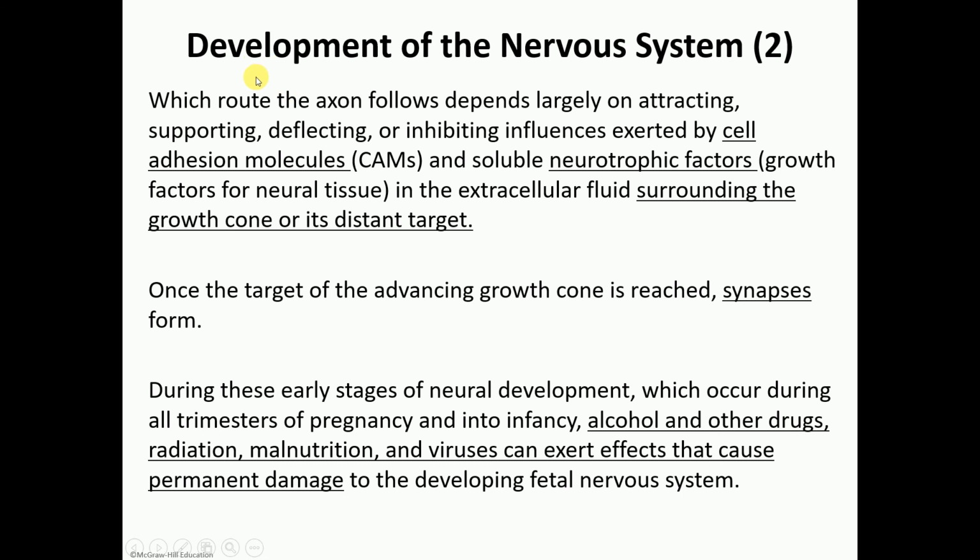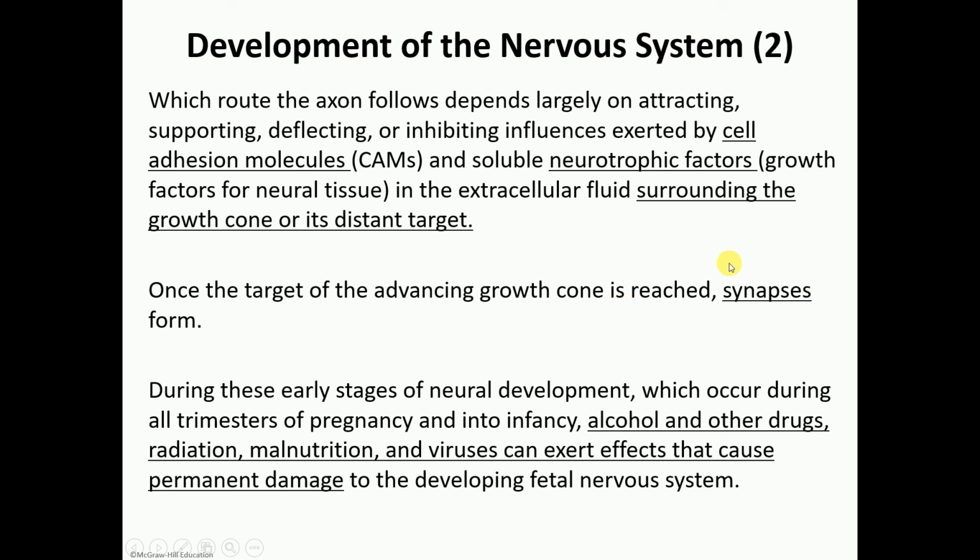So which route the axon follows depends, as I said, on these neurotrophic growth factors and other chemicals, for example, known as CAMs, or the cell adhesion molecules. And these are found in the fluid surrounding that growing neuron, so it's found in the extracellular fluid surrounding the growth cone and its distant target. So these again are kind of like guides to figure out where that axon will be going to.